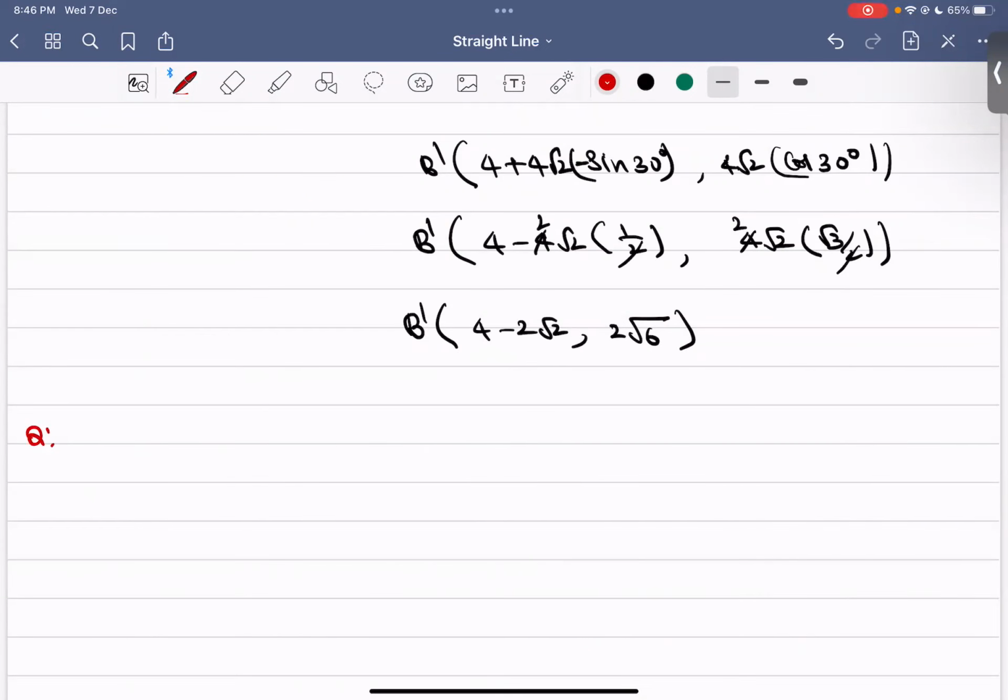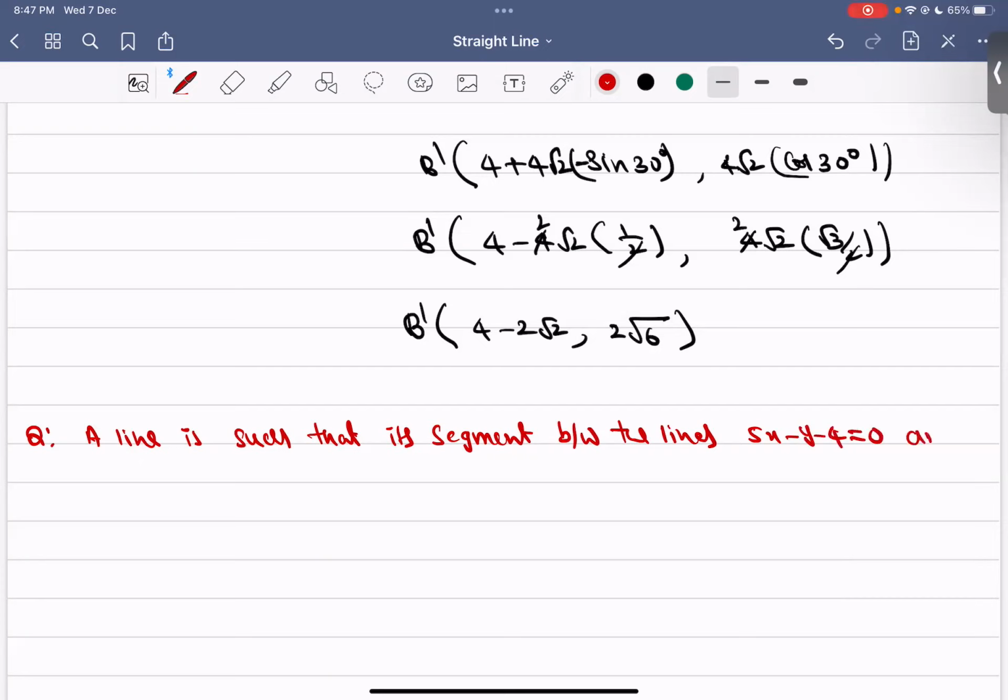Okay? So the next question: a line is such that its segment between the lines 5x minus y minus 4 equals 0 and 3x plus y minus 4 equals 0 is bisected at the point (1, 5). Then find its equation.